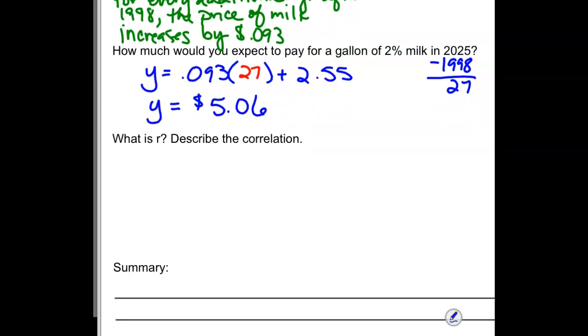Our correlation coefficient was about 0.91 again. So again, a very strong positive correlation.